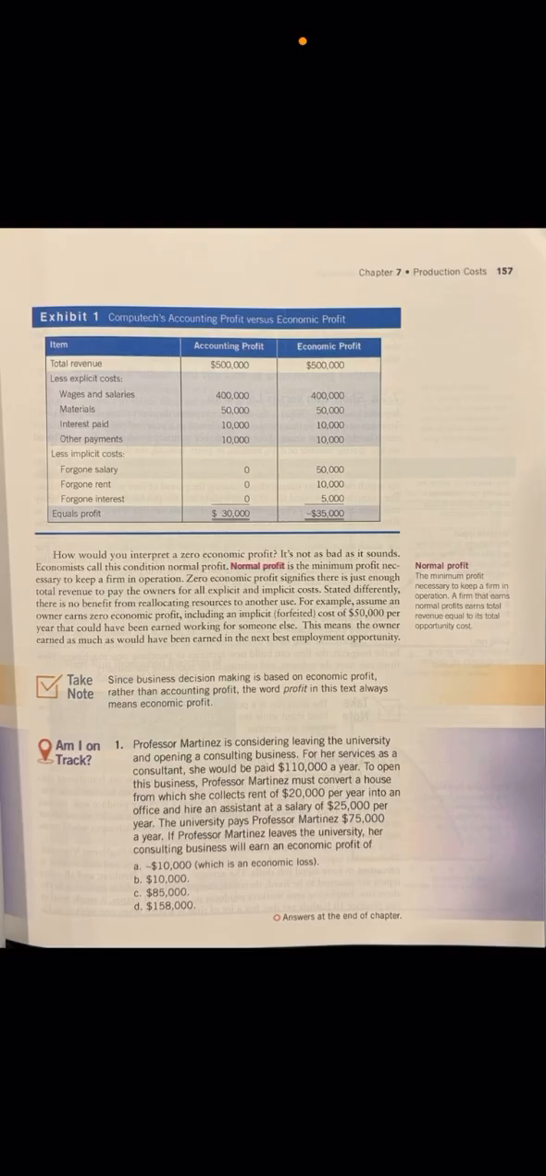Mind track 1. Professor Martinez is considering leaving the university for opening a consulting business. For her services as a consultant, she would be paid $110,000 per year. To open this business, Professor Martinez must convert a house from which she collects rent of $20,000 per year into an office and hire an assistant at a salary of $25,000 per year. The university pays Professor Martinez $75,000 per year. If Professor Martinez leaves the university, her consulting business will earn an economic profit of: A. negative $10,000, which is economic loss, B. $10,000, C. $85,000, D. $158,000.